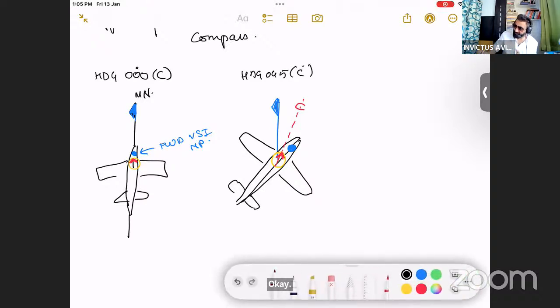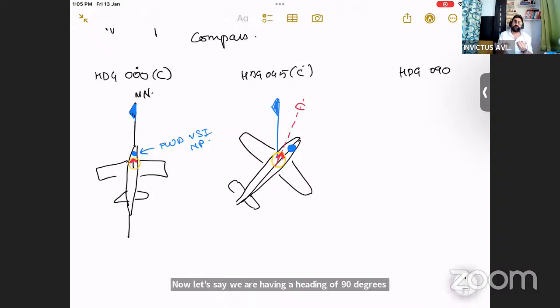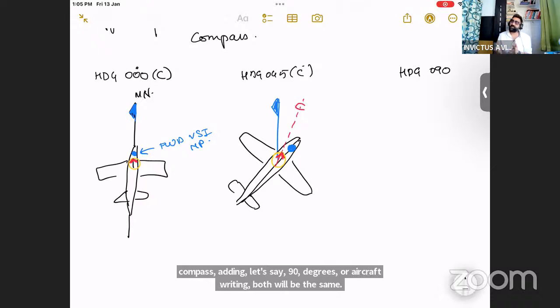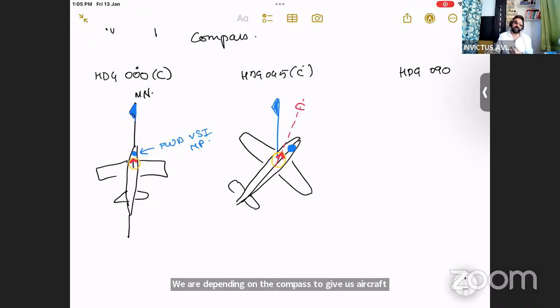Now let's say we are having a heading of 90 degrees. Compass heading, let's say 90 degrees, or aircraft heading. Both will be the same. We are depending on the compass to give us aircraft heading only. But because of this vertical soft iron magnetism on latitudes other than the equator, I'm getting a variation. So you say compass or you say magnetic, it will be the same for us here with respect to this. It's just that the compass is not showing us what it is supposed to show us, because of the vertical soft iron magnetism, because of the north pole of this imaginary magnet, if it is ahead of the magnetic compass. See, I'm breaking it down again and again.